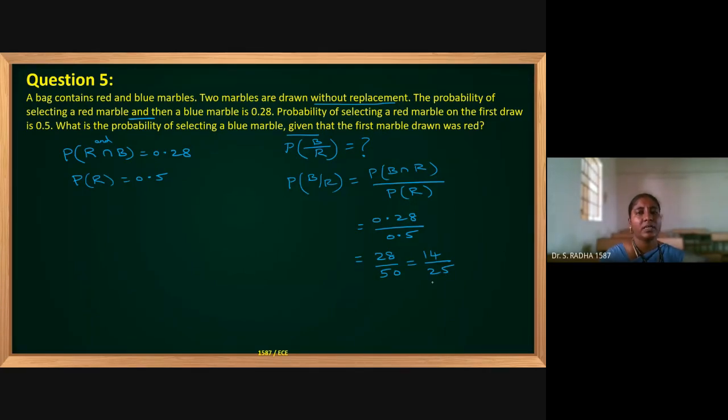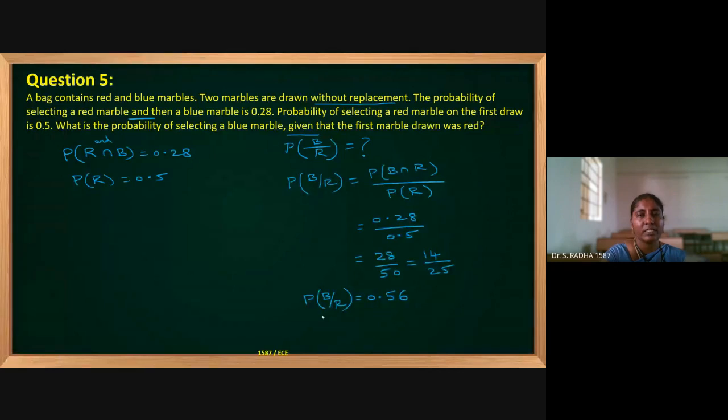You can make it a decimal also. If you are trying for decimal, 0.5 times 25 is 12.5, then 1.5 is there. Okay, 6, 25 times 6 is 150. This is the probability of B given R.